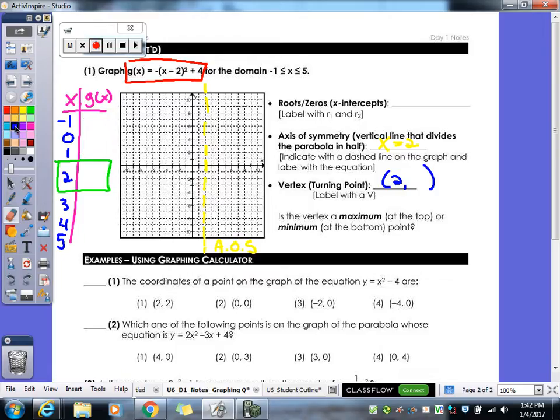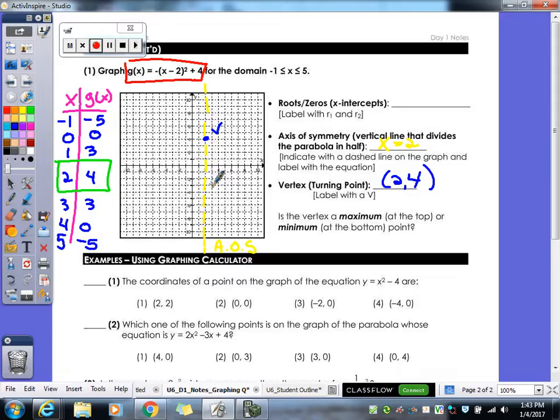Aaron, what'd you get for -1? Start at the top. I got -5, 0, 3, 4, 3, 0, -5. Okay, so it turns at 2 comma 4. Over 2, up 1, 2, 3, 4. Again, that's the vertex or your turning point. They want you to label it with a V.